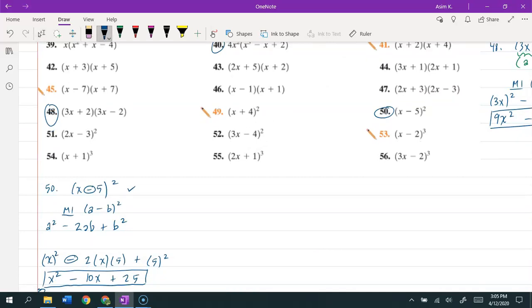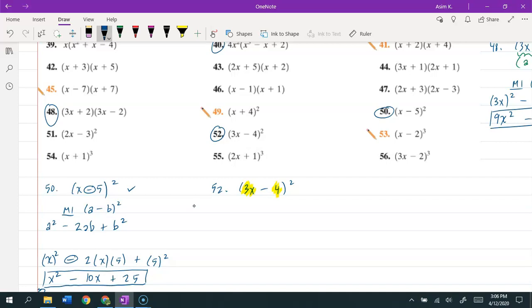Number 52, we certainly want to try number 52 because it adds another thing that I can talk about that often confuses students. So you have 3x minus 4, and it is squared. First off, what I want to tell you, and this is what confuses students, the first term is a 3x, okay, and the second term is a 4. It's not like just the x is the first term. So the first term is a 3x, the second term is a 4.